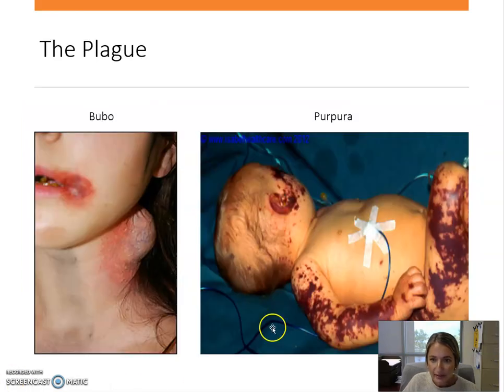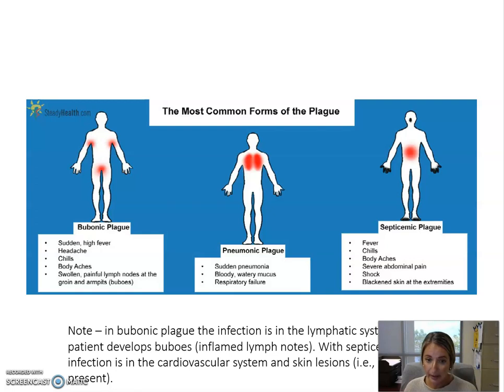So if we look at these skin lesions, this is what purpura would look like, and this is why the plague would get called the Black Death, because the skin would turn dark because of these lesions. What's happening here is the bacteria in the blood is causing the blood vessels to hemorrhage, and blood is leaking out under the skin tissue. So what we're seeing here are essentially blood lesions, and they're known as purpura. So purpura is an indication that the bacteria is in the blood and you have septicemic plague.